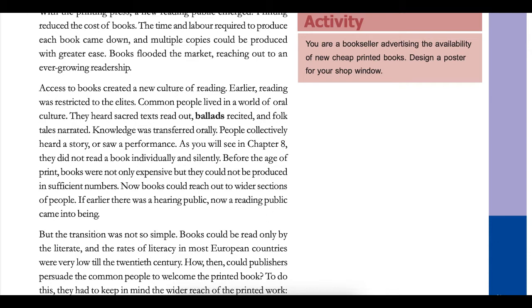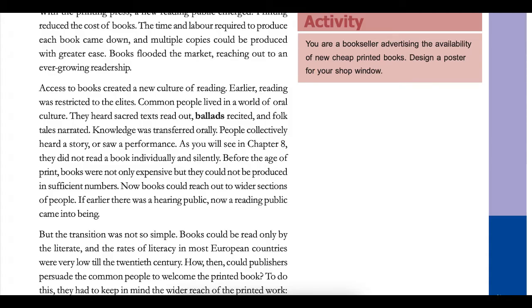Earlier, reading was restricted to the elites. Common people lived in a world of oral culture. They heard sacred text read out, ballads recited, and folk tales narrated. Knowledge was transferred orally. People collectively heard a story or saw a performance. As you will see in chapter 8, they did not read a book individually and silently.